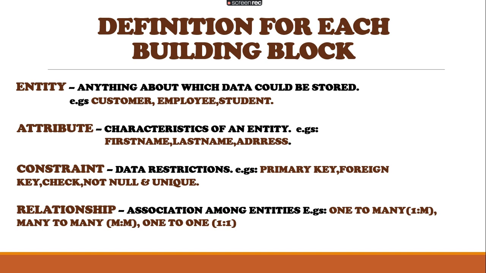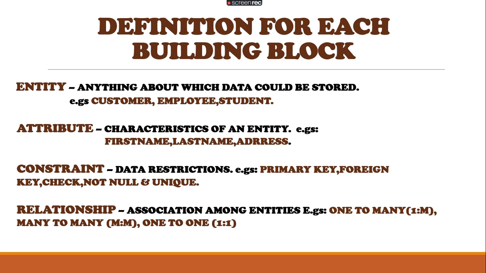The next building block is an attribute. What is an attribute? An attribute is basically a characteristic of an entity. Examples of attributes are a person's first name, last name, address, the salary, and so on. All these come together to form an entity, and that makes each a characteristic.